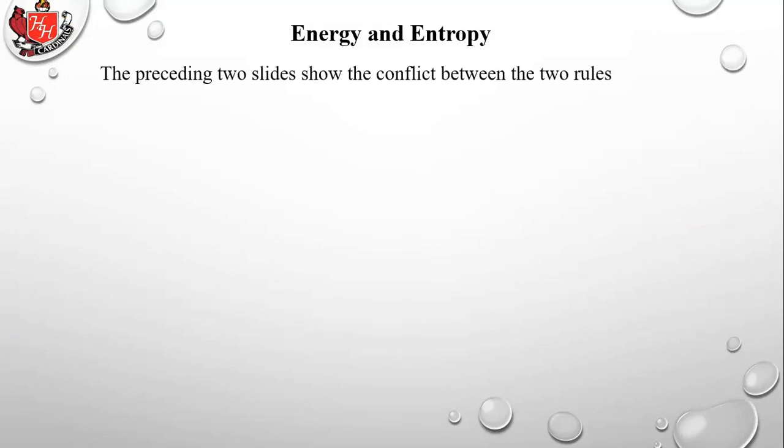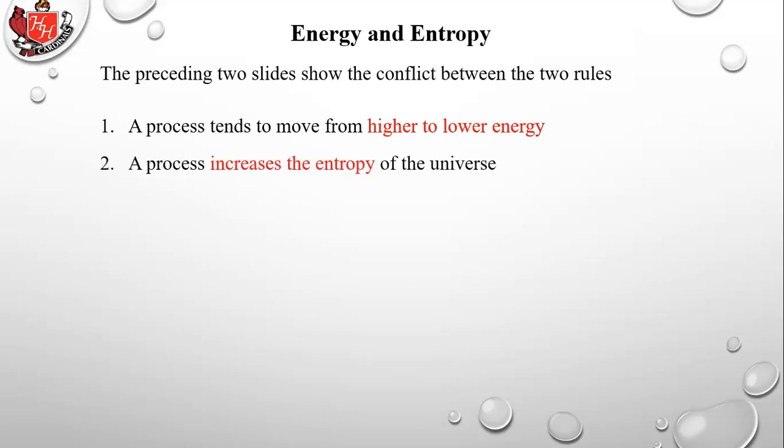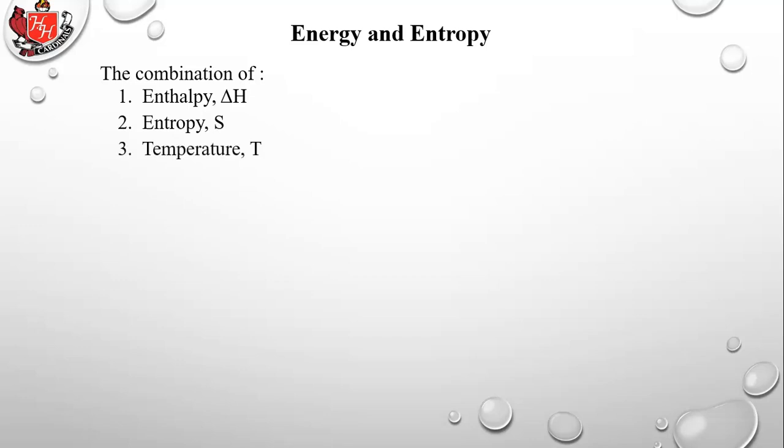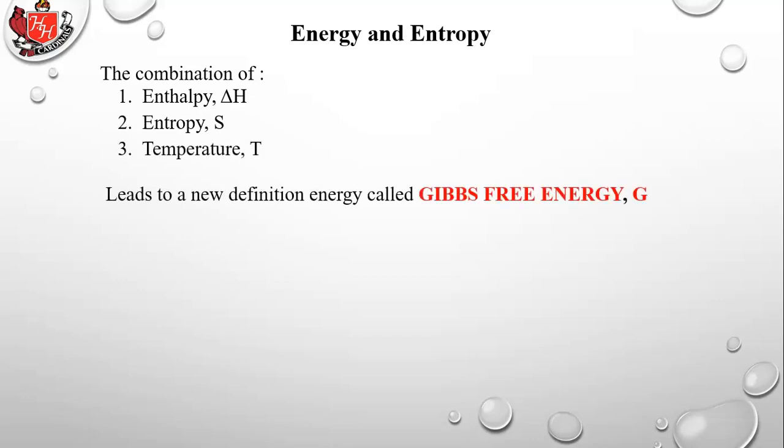So the preceding 2 slides show the conflict between the 2 rules. A process tends to move from higher to lower energy, but a process also wants to increase the entropy of the universe. We know that the primary factor that determines whether water freezes to ice or ice melts to water is temperature. So the combination of enthalpy, delta H, entropy S, and temperature T leads to a new definition of energy called Gibbs free energy, which is symbolized by capital G.